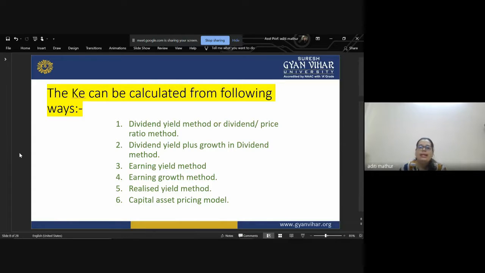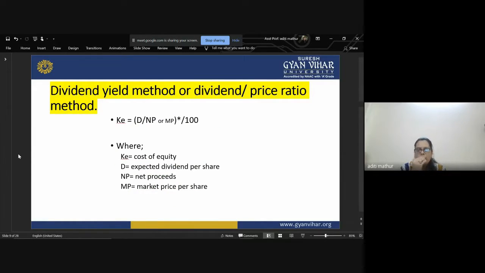The first method is the dividend yield method or dividend price ratio method. The second is the dividend yield plus growth in dividend method. The third method is the earning yield method, then the earning growth method, realized yield method, and capital asset pricing model, which is CAPM. Now let us start understanding each of the methods to calculate the KE. The first method is the dividend yield method or dividend price ratio.